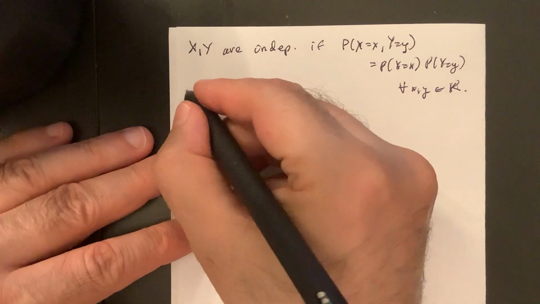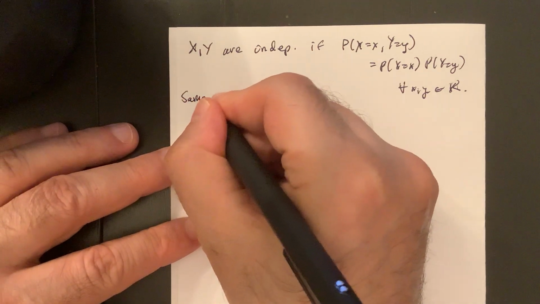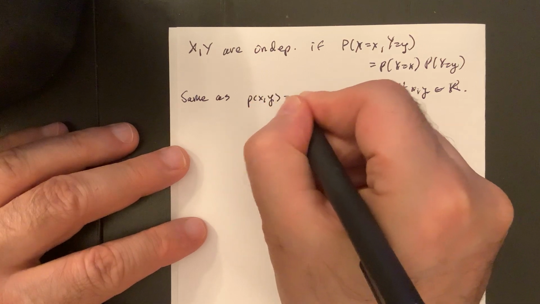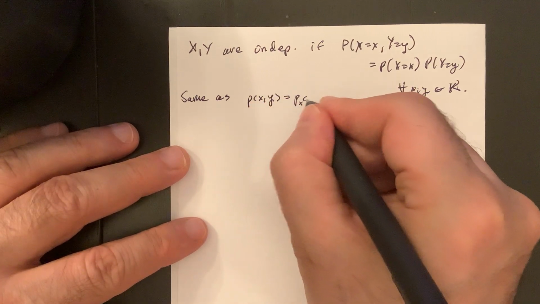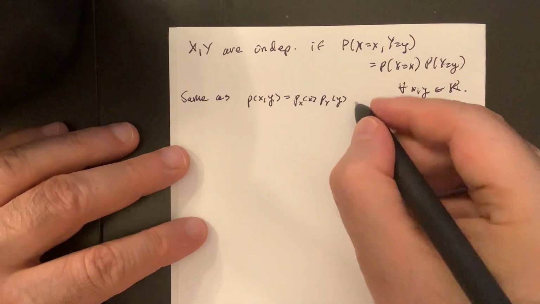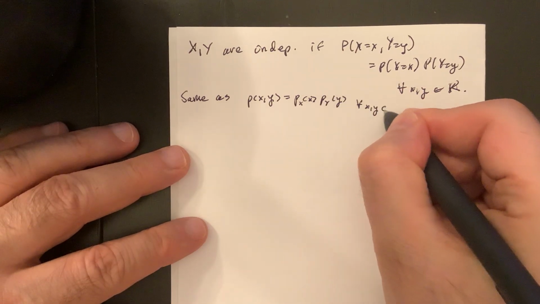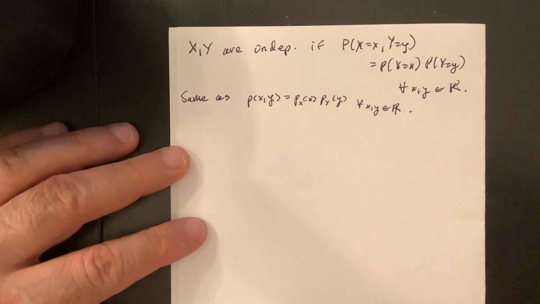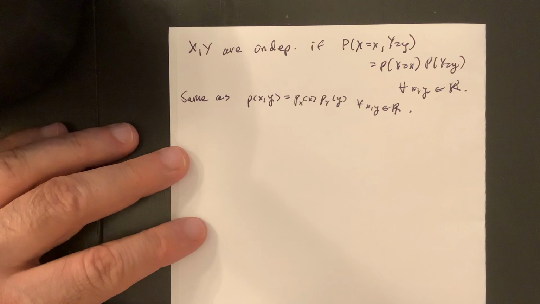Well, we can just use our notation now. So this is the same as the joint PMF has to equal the product of the marginal PMFs for all x, y. Okay, so that's the same thing. So they will be independent if that's true.